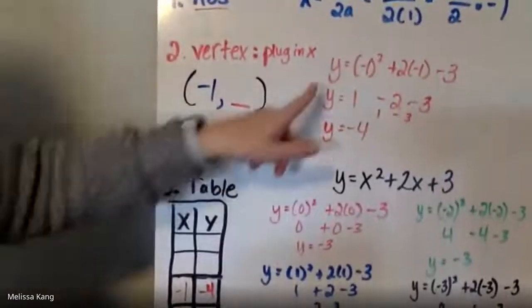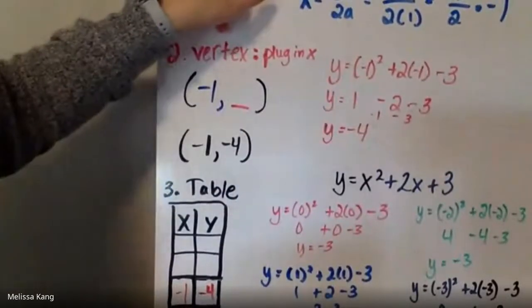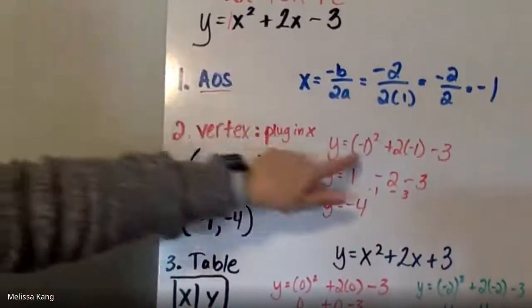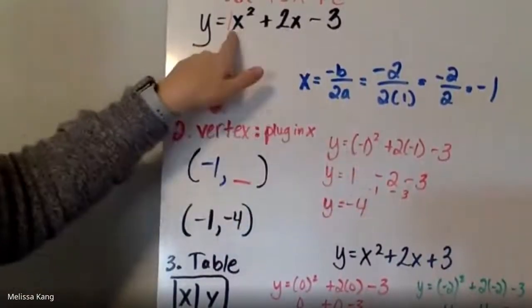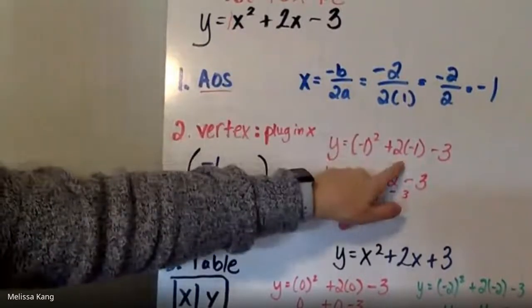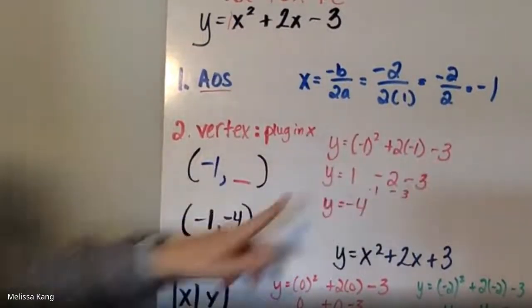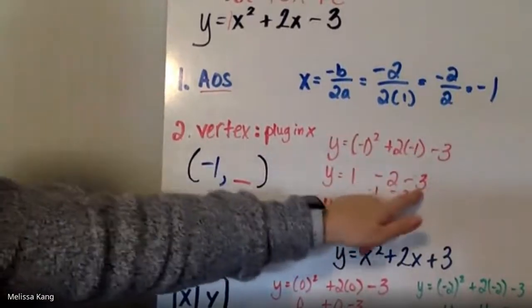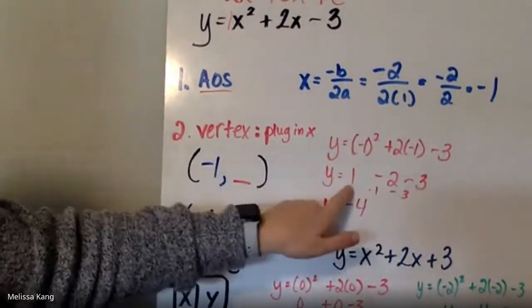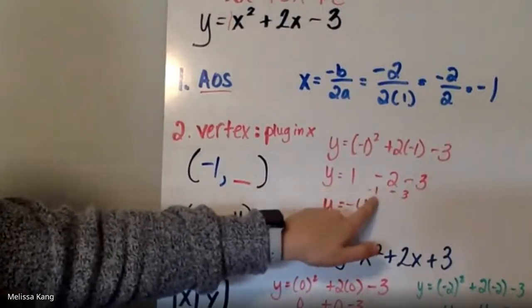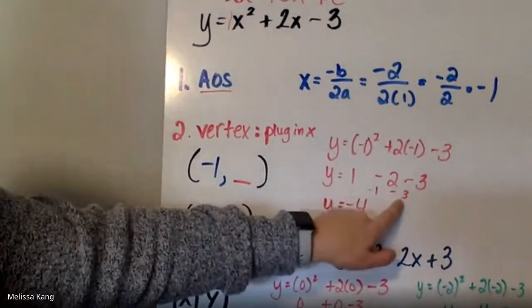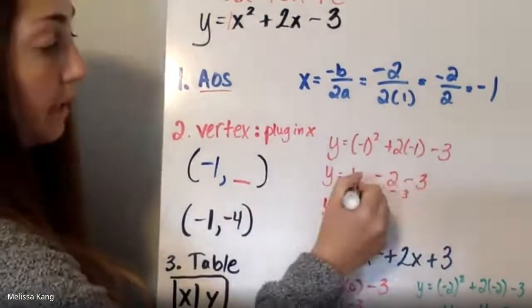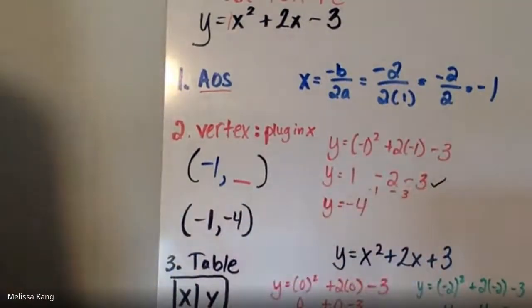So now we plug in negative 1 into the x for the equation. Here we go. Plug in negative 1 into the x. I do negative 1 squared plus 2 times negative 1 minus 3. Negative 1 squared is 1. 2 times negative 1 is negative 2 minus 3. And then go left to right. 1 minus 2 is negative 1. Negative 1 minus 3 is negative 4. If you're using a calculator, you can put it in all at this step here.